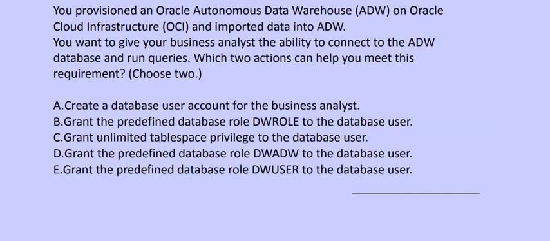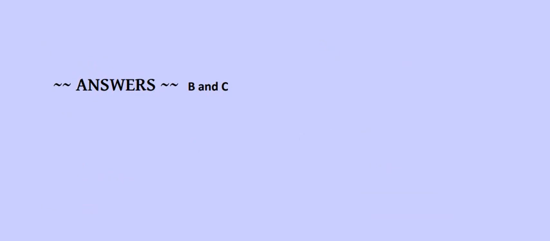Option B, grant the predefined database role (DW role) to the database user. Option C, grant unlimited tablespace privilege to the database user. Option D, grant the predefined database role DW8DW to the database user. And option E, grant the predefined database role DW user to the database user. The correct option is option B and C.